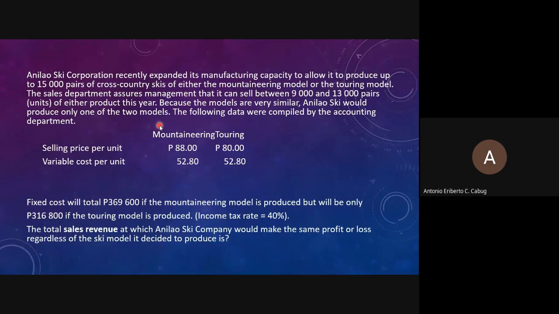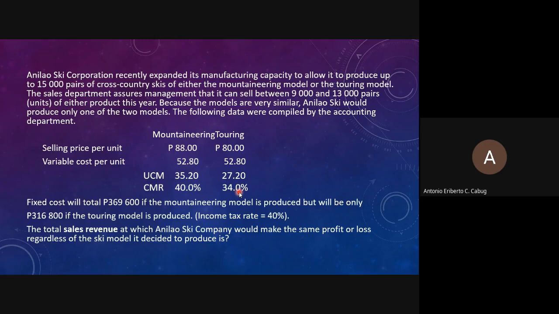UCM first. UCM. 88 minus 5280 is 3520. 80 minus 5280 is 2720. Express them as a percentage of the price. 3520 over 88 is 40%. 2720 over 80 is 34%.